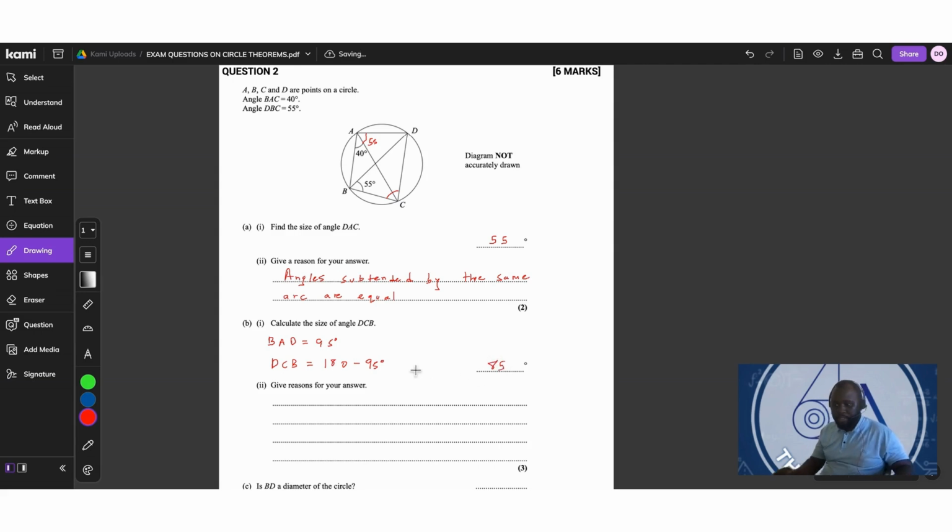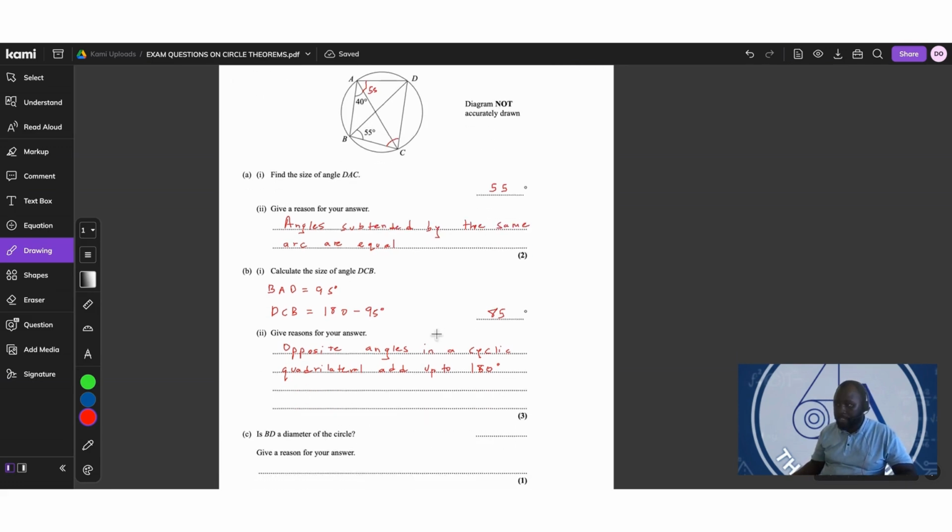And what is the reason for our answers? Our reason is opposite angles in a cyclic quadrilateral add up to 180 degrees. So opposite angles in a cyclic quadrilateral, that angle and that angle will add up to 180 degrees.